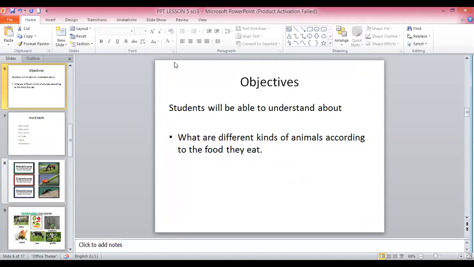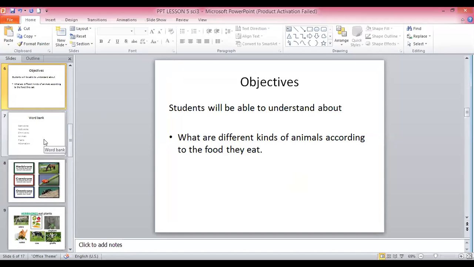Okay, by the end of our lesson, we will be able to know what the different kinds of animals are according to the food they eat. Why do we call some of them herbivores, carnivores, and omnivores? It's actually because of the kind of food that particular animal eats, right? So this is the basic reason why some animal is called a herbivore, and why another animal is known as a carnivore or an omnivore, right?